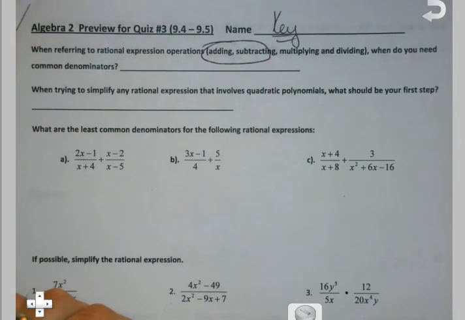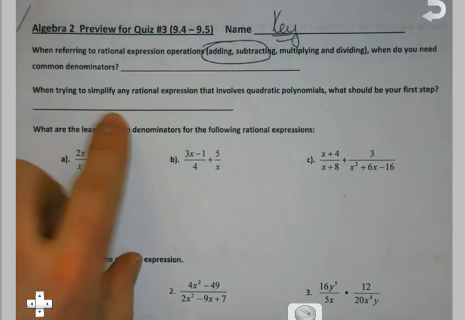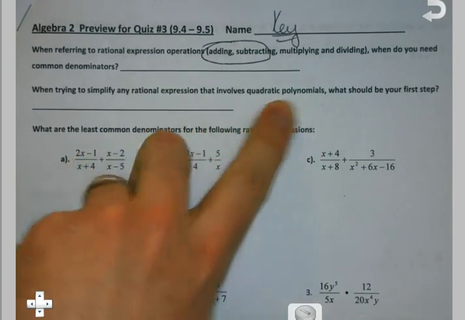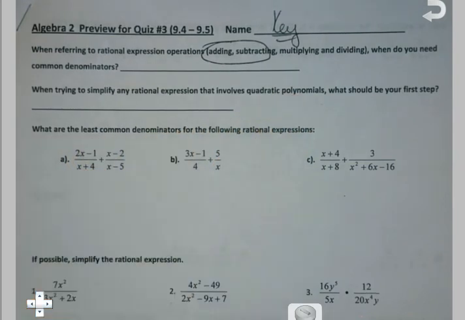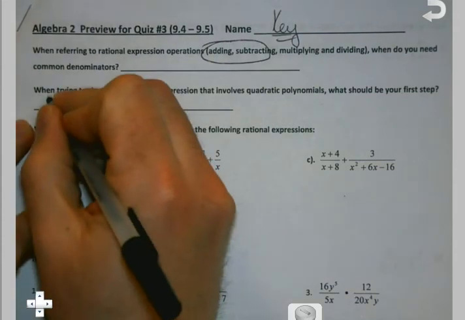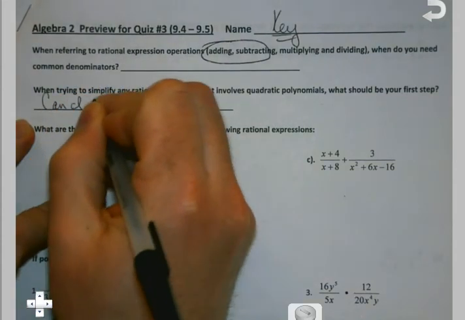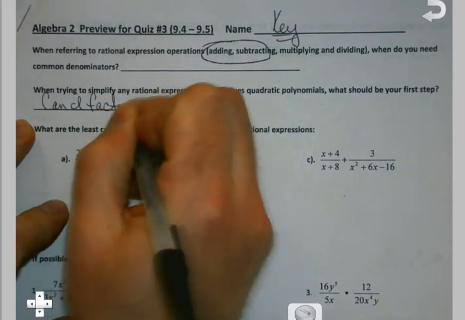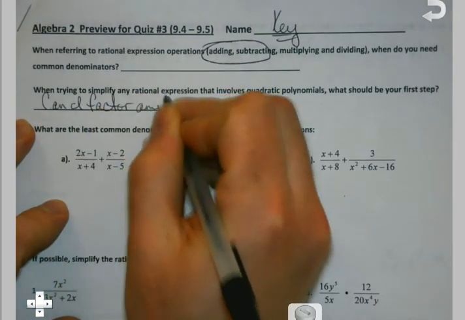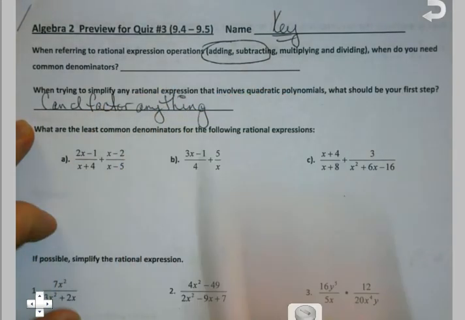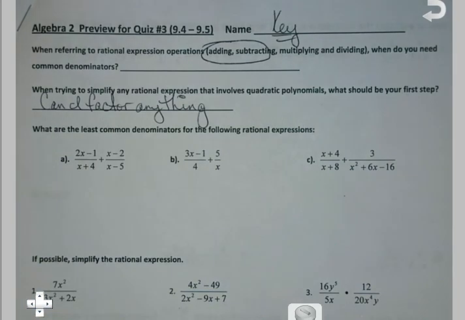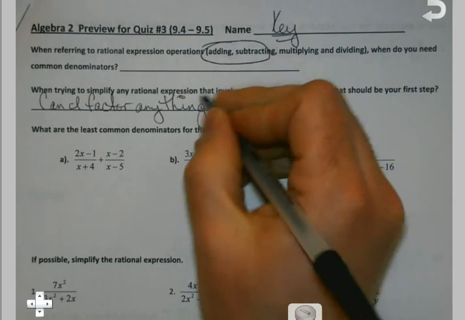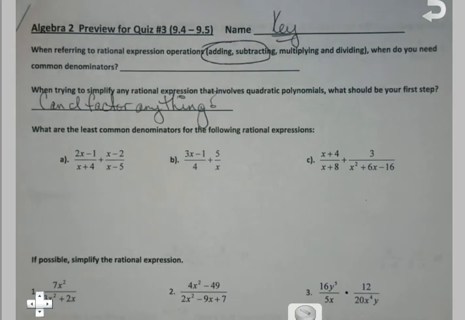So then, when trying to simplify any rational expression that involves quadratics, what should be your first step? Whether it's multiplying, dividing, adding or subtracting, it always needs to be, can I factor anything? Because oftentimes, if I factor, I can either cancel if I'm multiplying or dividing, or it helps me to build my LCD if I'm adding or subtracting. So that has to be it. It's kind of our golden rule here.